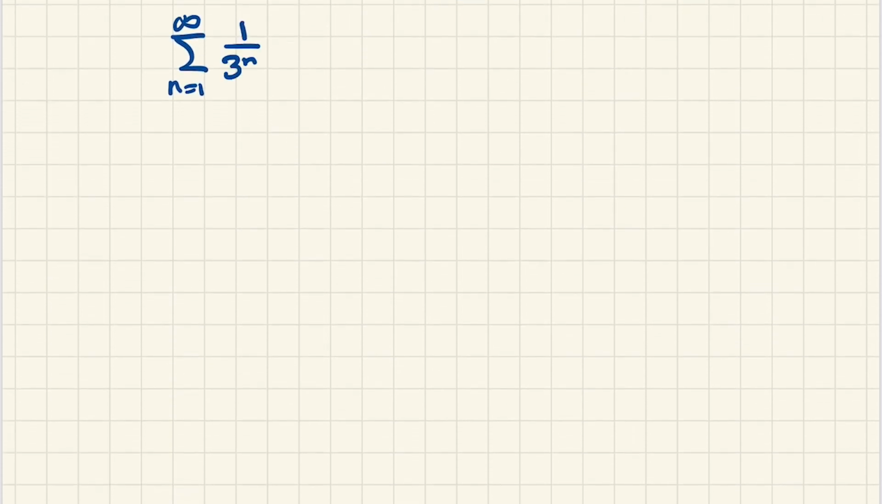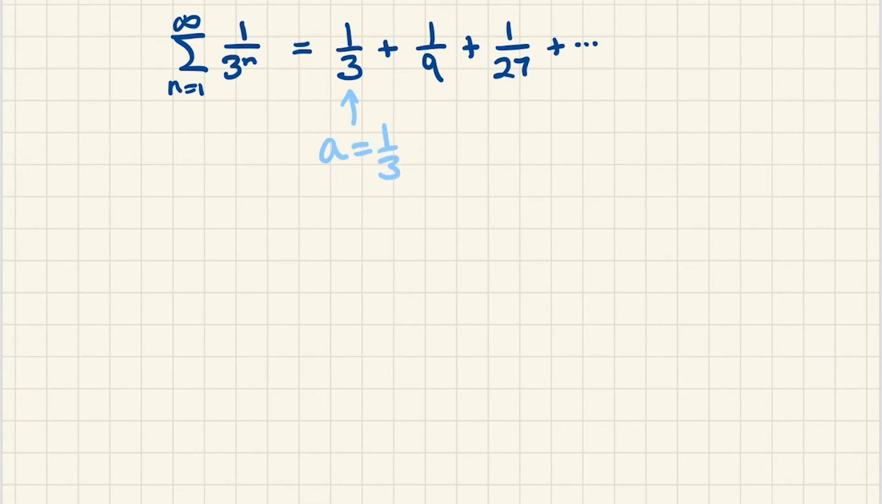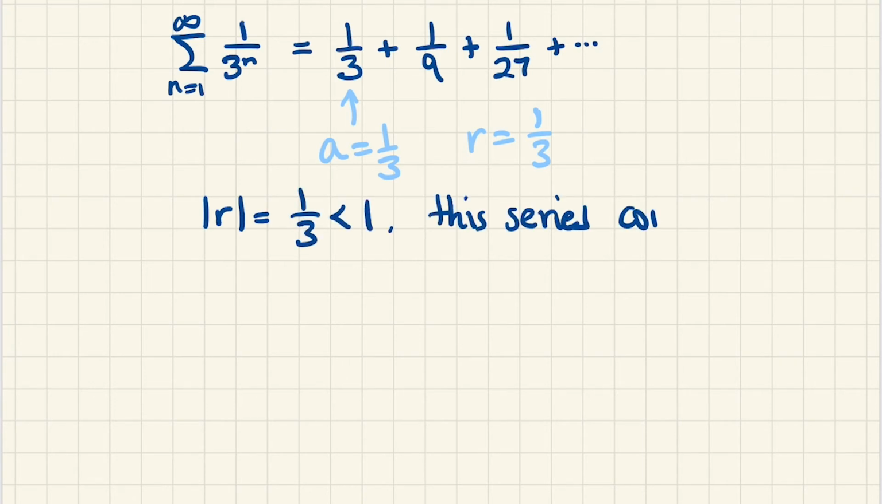Well, this guy right here, this is a geometric series. So we can see that the first term is 1/3, and then the next term is 1 over 3 squared, and then 1 over 3 cubed, etc. So here we can see that it has an a value of 1/3 and an r value of 1/3, because we're just multiplying each term by 1/3 to get the next term. So since the absolute value of r is 1/3, which is less than 1, this series converges.